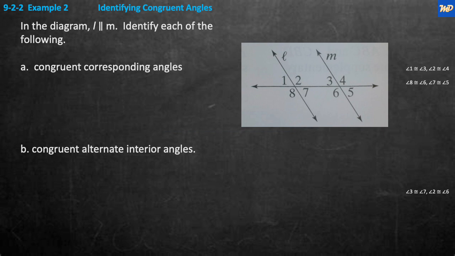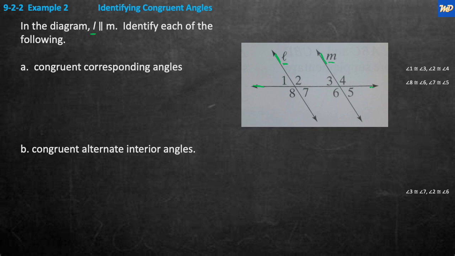Example 2, identifying congruent angles. In the diagram, L is parallel to M. Identify each of the following. L, this is L according to my notes over here, and M. So these are the two parallel lines, L and M. And our transversal is right here going through. It's a line transversing. It says congruent corresponding angles.